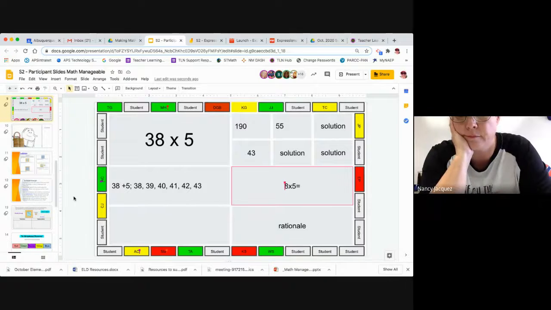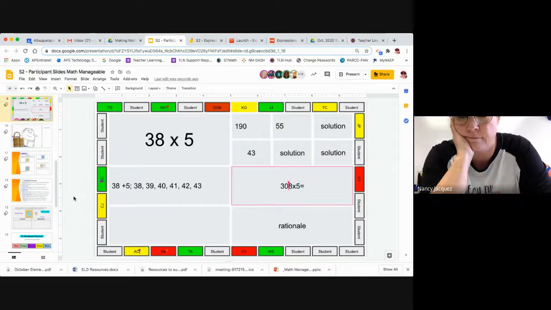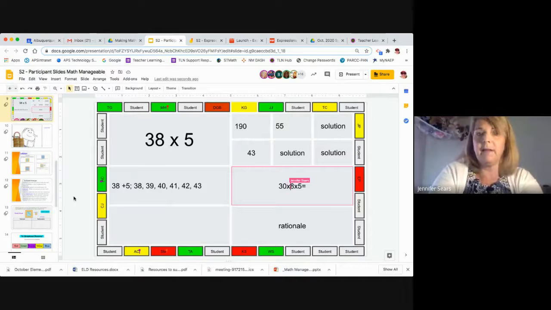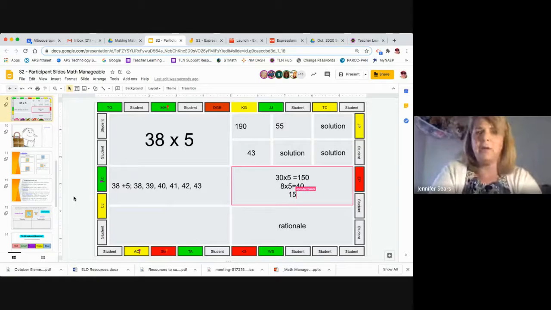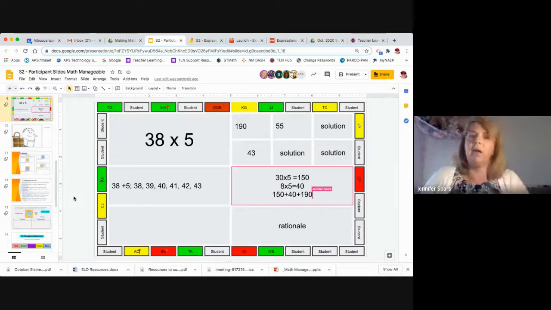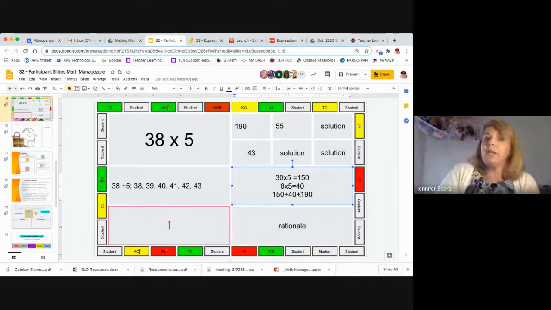So you had the 38 originally, and you made it a 30 and an 8. And then you did the 30 times the 5, which I thought I heard you say was 150. Yep. And then you had 8 times 5, which is 40. And then you brought that back together. You took those products of each of those and added them together to get your 190. Okay, great. So let's see, is there anyone else who thought of it in a different way?